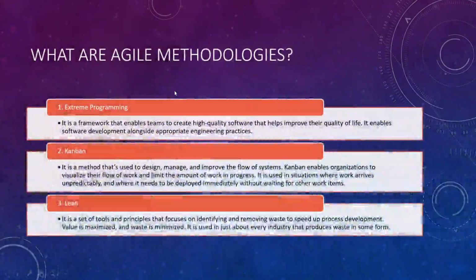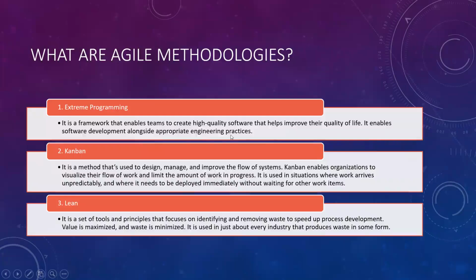So what are agile methodologies, and the most important thing we are going to discuss as part of agile methodology is Scrum, which is part of agile methodology. We'll look into the different methodologies which are available. First, extreme programming. This is a framework that enables teams to create high quality software, which helps improve their quality of life.